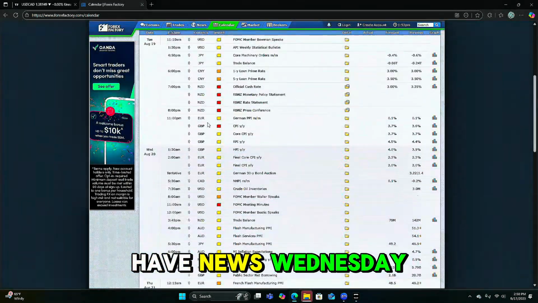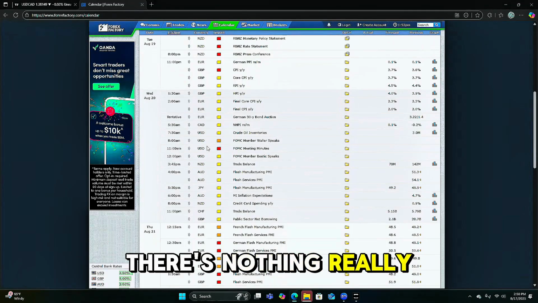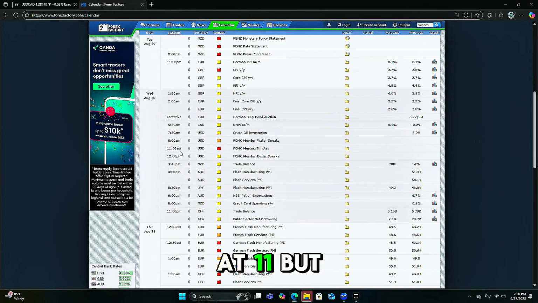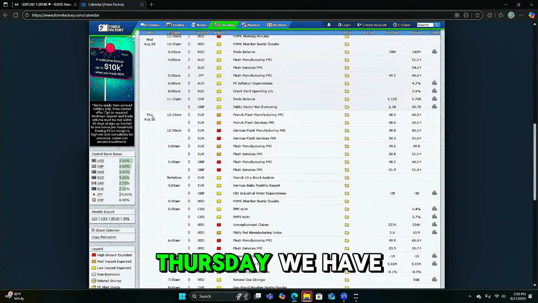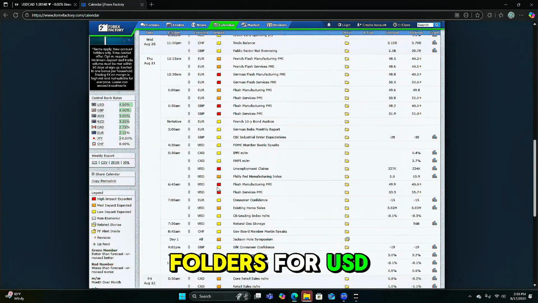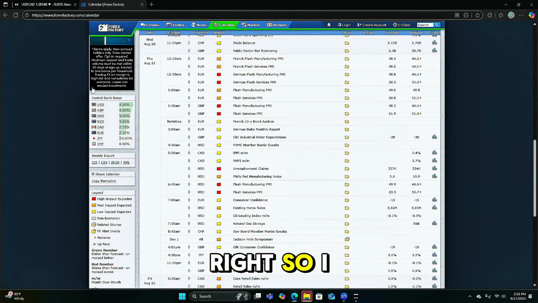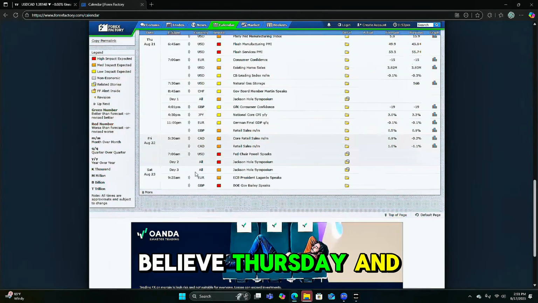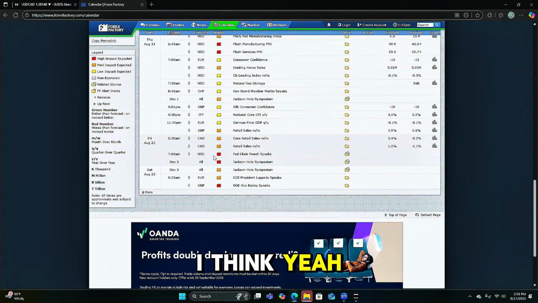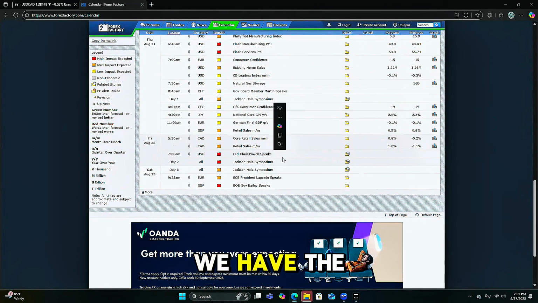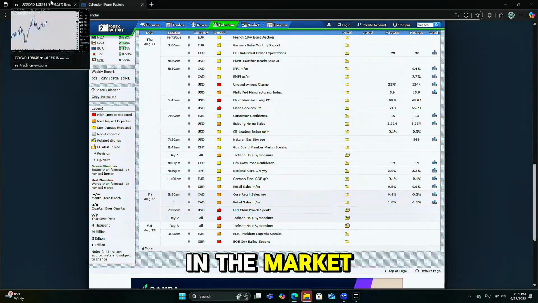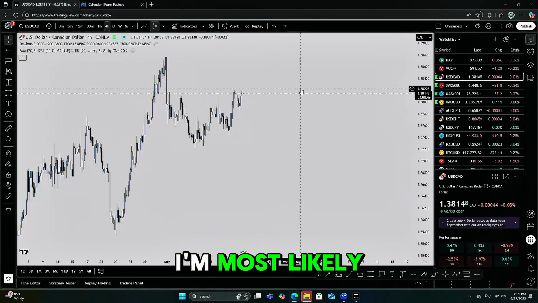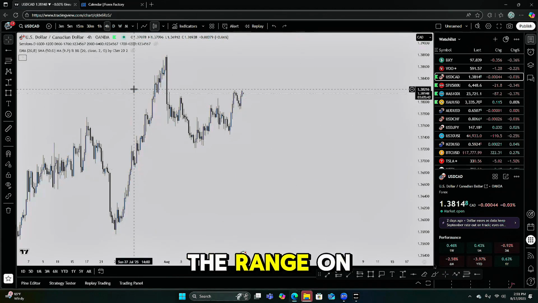So Tuesday we have news. Wednesday, there's nothing really. We do have a USD red folder at 11, but we'll see how that affects the market. I'm mainly on Thursday. Thursday, we have all these red folders for USD. I believe Thursday and Friday, right? I think Friday at 7, we have the Fed speaking. So Thursday and Friday are going to be some big volume in the market. I'm most likely going to fill in the range on Thursday or Friday. That's when I'm getting out of the market.